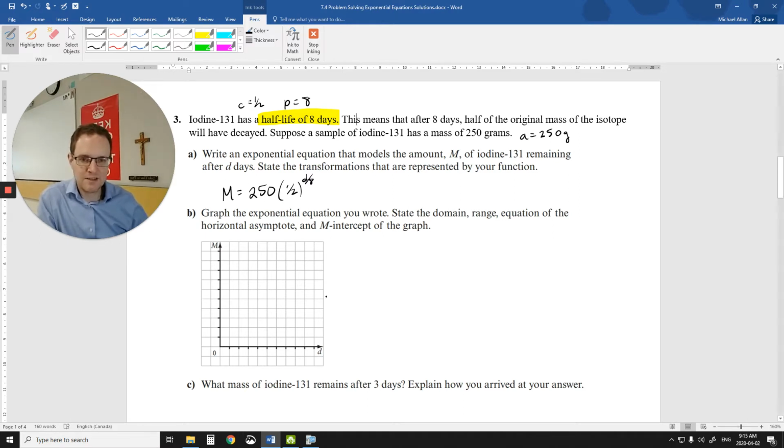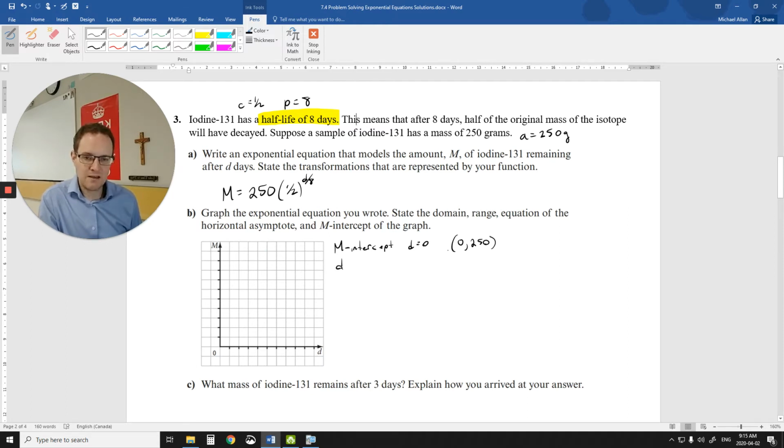Now I can graph this, and I can state the domain and range as well for this one, and what the m-intercept of the graph is. Actually, I'd probably do most of that before we start. It's a nice decay graph, so that's good. What I know about the m-intercept is where the graph starts, so that's when d is equal to 0. If I put that into my equation up here, I'll realize that my m-intercept is going to be (0, 250). So I know that's where it's going to start.